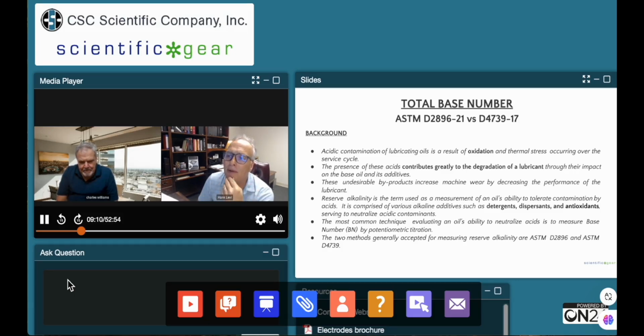So yes, the most common technique for evaluating an oil's ability to neutralize acids is to measure the total base number by potentiometric titration. And the two most generally accepted methods for measuring reserve alkalinity are ASTM D2896 and ASTM D4739-21 respectively. So that's some of the background.